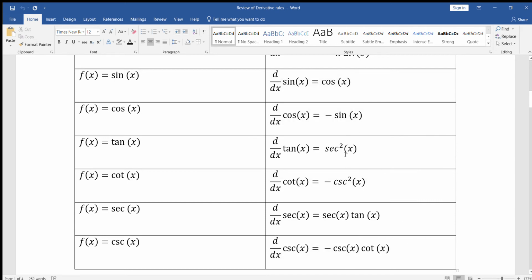When you look at these pairs, there are similarities in the pairs. And then for whichever ones get the negatives, if your function starts with co, its derivative gets a negative. The derivative of cosine is a negative sine. The derivative of cotangent is a negative cosecant squared. The derivative of cosecant is a negative cosecant cotangent. So all of your trig functions that start with the word co, when you take their derivatives, those pick up the negatives.